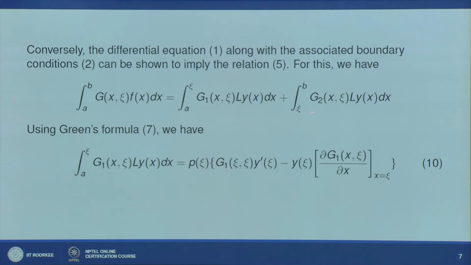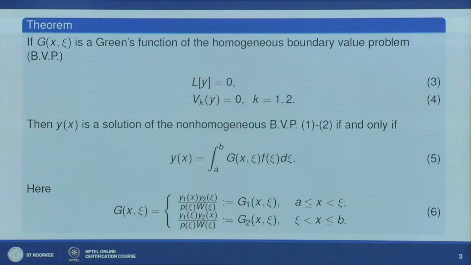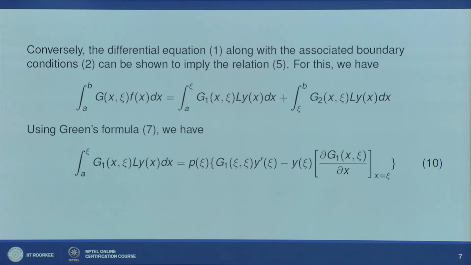Now here we again split this interval a to b into a to xi and xi to b. Between a to xi, g is nothing but g1 x xi, and similarly between xi to b, g x xi is given as g2 x xi. So using expression 6 we can write the integral from a to b of g x xi f of x dx as the sum of these two integrals. Now we want to show that this is nothing but y of xi.